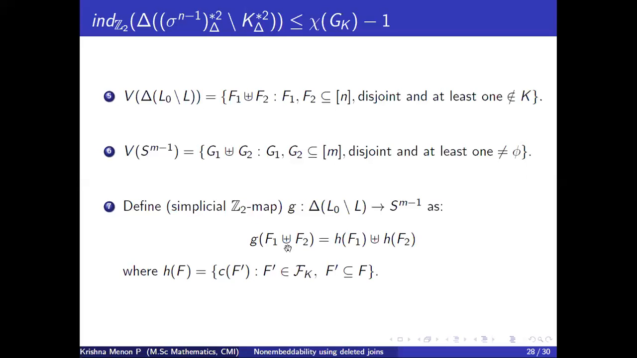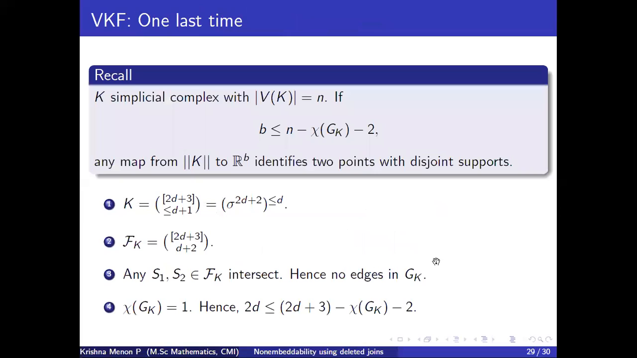And it is obviously Z2, you swap these two and they get swapped. And it is simplicial when you prove that H preserves inclusions, so chains will get mapped to chains. So that will prove the lemma and hence the coloring theorem. And this was the non-embeddability part of Sarkaria's coloring theorem: if I have a complex with n vertices, and if B is less than or equal to n minus the chromatic number of GK minus 2, then K cannot be embedded in R^B. This was the final part of Sarkaria's coloring theorem.